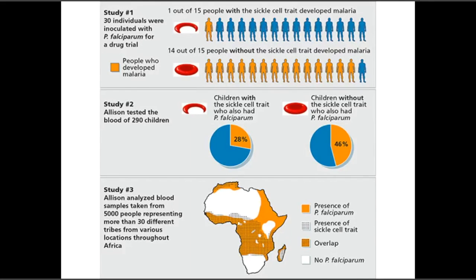In his second study, he tested close to 300 children and found that 28% of the children with the S allele developed malaria, while 46% of the children without a sickle cell trait developed the disease. In his third study, he took samples of over 5,000 people all over Africa and found that in the areas where the plasmodium was present in high prevalence, so was the sickle cell allele.